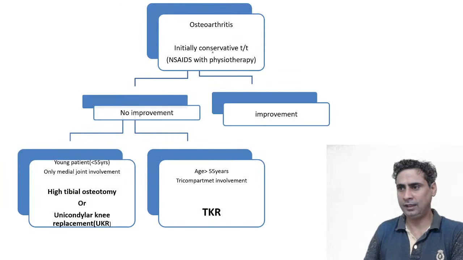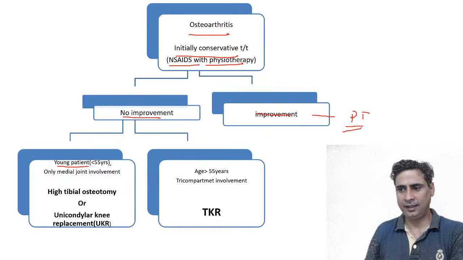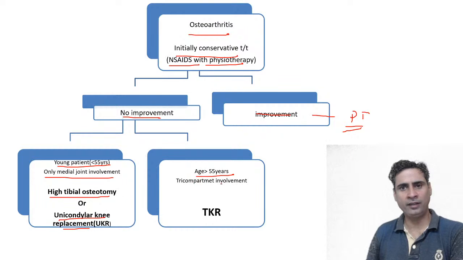So osteoarthritis, always initially conservative treatment: anti-inflammatory, physiotherapy and activity modification. If improvement, carry on with conservative treatment, physiotherapy. If there is no improvement, patient is young, less than 55 years, and only the medial joint is involved, high tibial osteotomy or unicondylar knee replacement. If either age is more than 55 years or all three compartments of the knee joint are involved, total knee replacement.